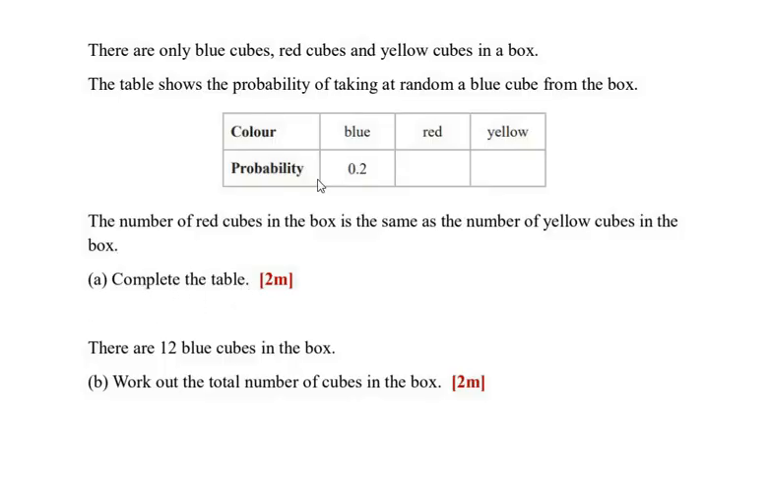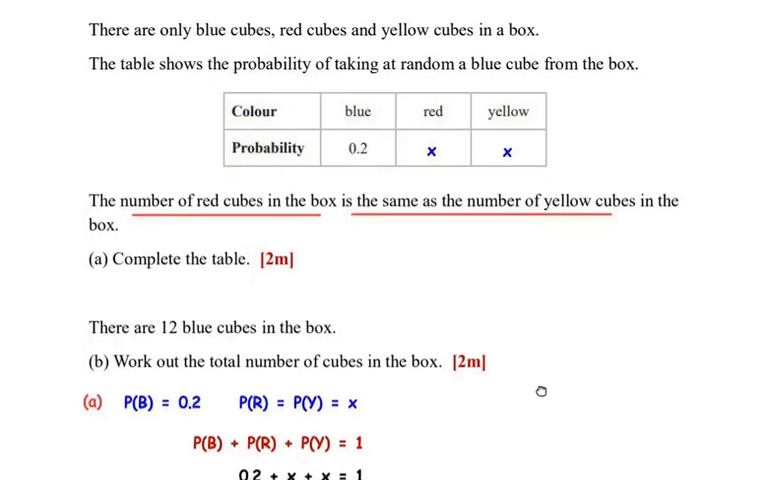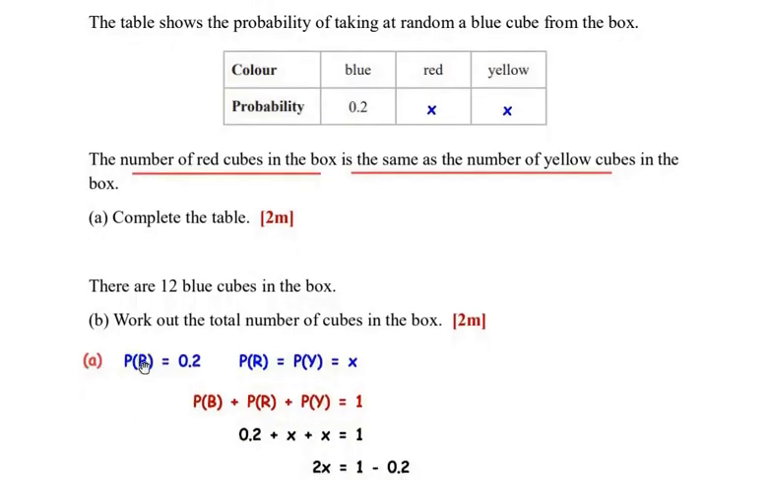Now here we have been given a table in which different colors and the probability of getting the different colored cubes is given. So the probability of getting a blue colored cube is 0.2. And here it is given that the number of red cubes in the box is the same as the number of yellow cubes in the box. So let us consider the probability of getting a red and a yellow colored cube as x and x. So here we have written the probability of getting the blue colored cube as 0.2, and the probability of getting a red colored and yellow colored cube as x.